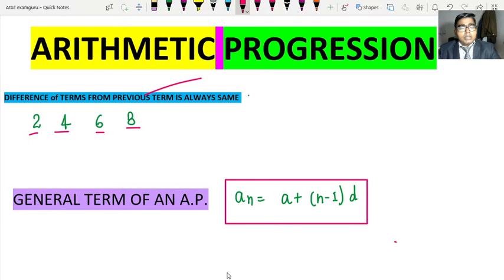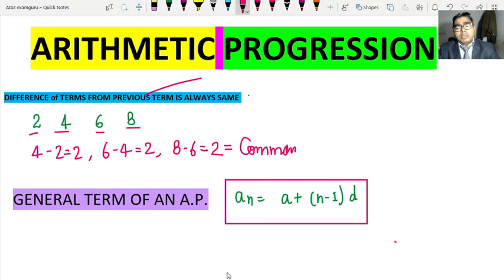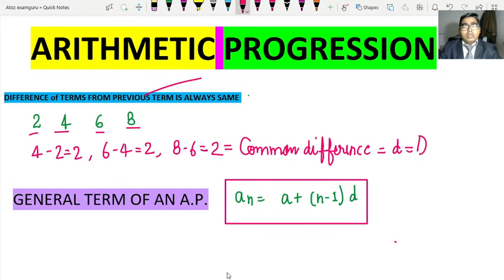you subtract successively. 4 minus 2 you will get 2. If you subtract 6 minus 4 you will get 2. If you subtract 8 minus 6 you will get 2. It means that if you subtract the previous term from the next term you will get the same difference, and because it is the same, it is called a common difference, and it is generally denoted by small d or capital D, whichever alphabet you are comfortable with, you can write small d or capital D.